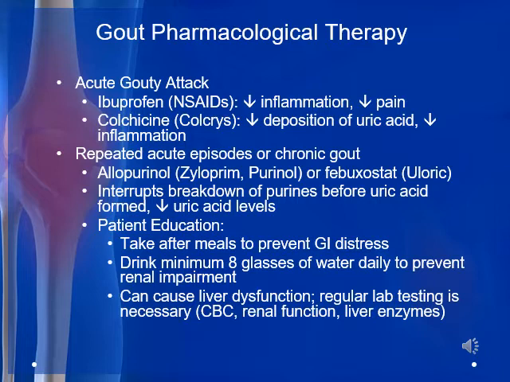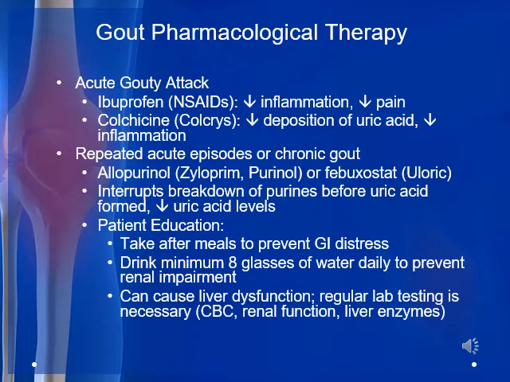If they're having more repeated episodes and they have what we call chronic gout and they're having them more frequently, the episodes are happening more frequently, they would likely be started on allopurinol. Allopurinol is going to actually reduce the uric acid levels in the body. So it's going to interrupt the breakdown of purines, which then will reduce the amount of uric acid, because uric acid is a byproduct of purine breakdown.